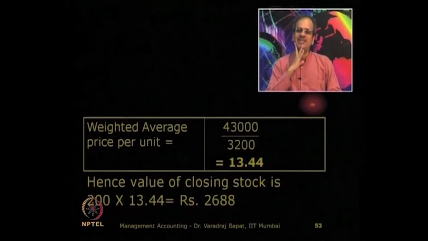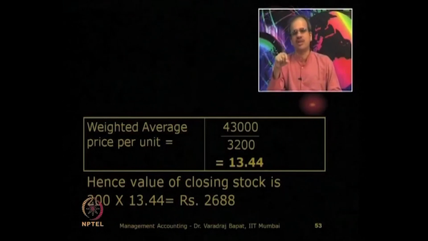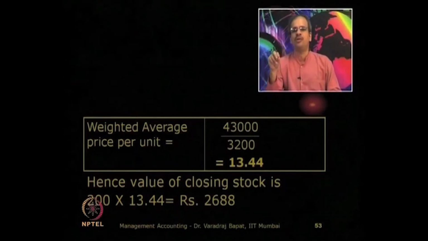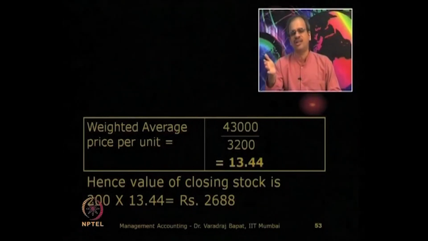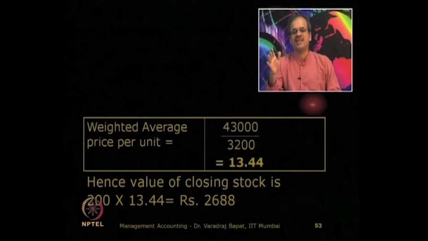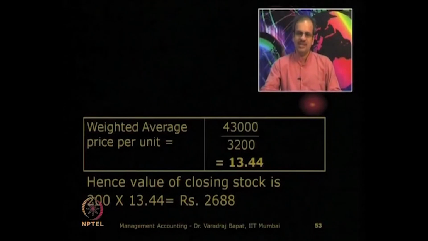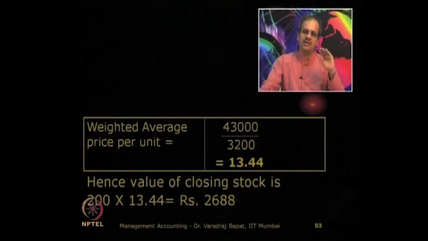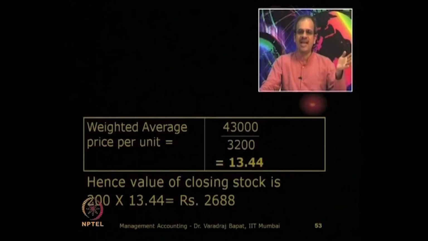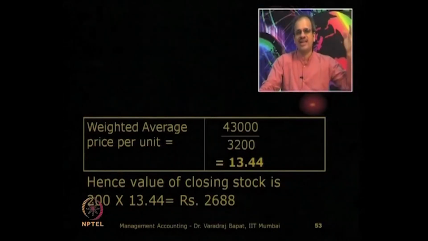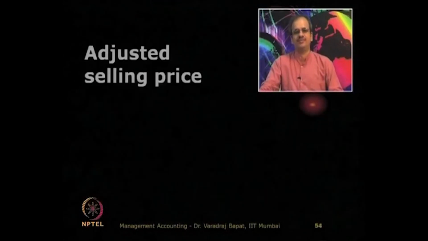So, weighted average price you can see here, it is 43,000 upon 3200. So, 13.44 per unit and the value of closing stock is 200 into 13.44. So, 2688. So, this is one of the systematic methods. Accounting standard as well as Income Tax Act allows the companies to use either FIFO or weighted average.